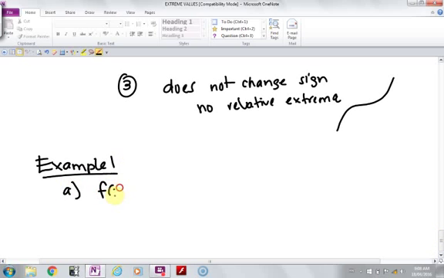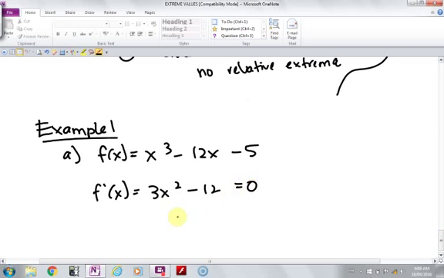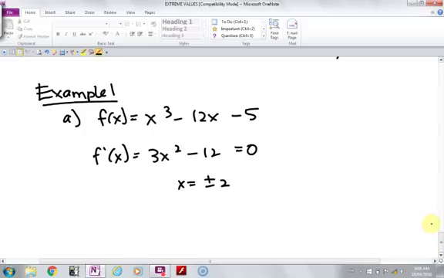So for this first example with the first derivative test, where f of x equals x cubed minus 12x minus 5, the first derivative is 3x squared minus 12. And that equals 0 where x equals plus or minus 2. So everybody's getting that, I'm seeing. Okay, so those are your critical values. And that was the first thing that you were supposed to do. Find the critical points.